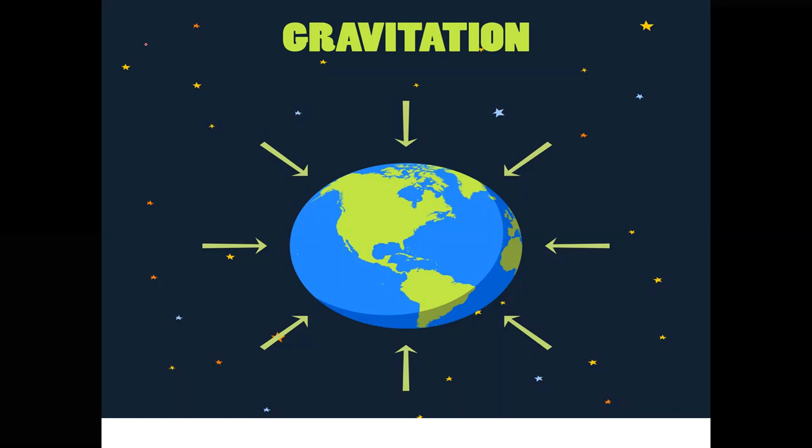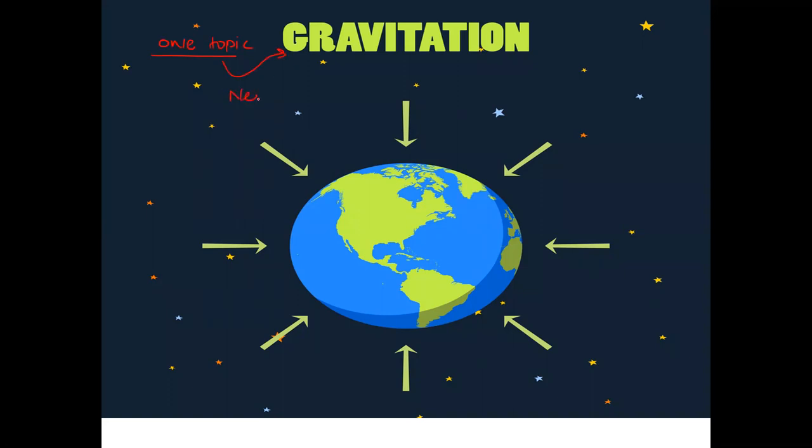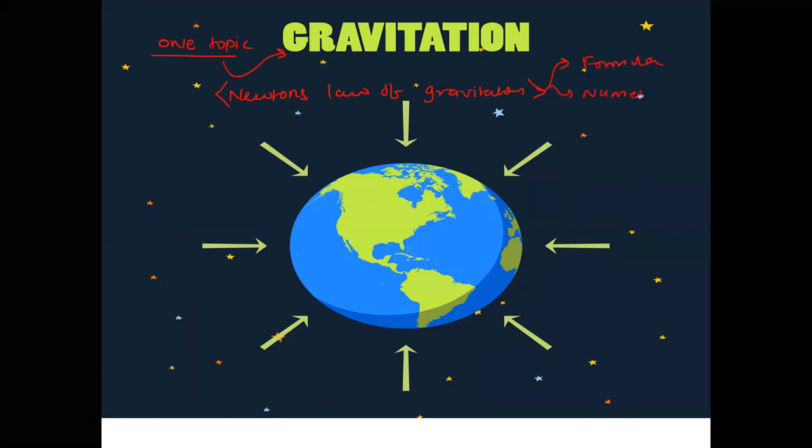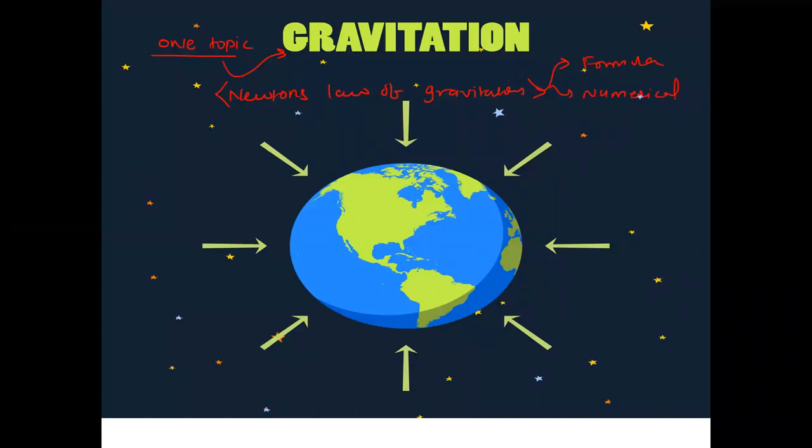What we are going to do in this demo lecture is study one topic from your first chapter, that is gravitation. And that topic is Newton's law of gravitation. Only one topic, but we need to understand what Newton's law of gravitation is, what the formula for it is, and how to approach the numericals. Many times, numericals are what we feel is the most difficult part of science, right?